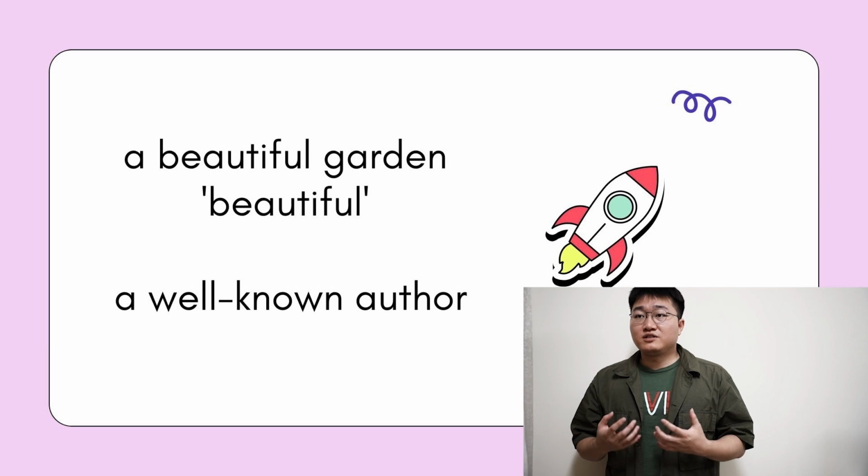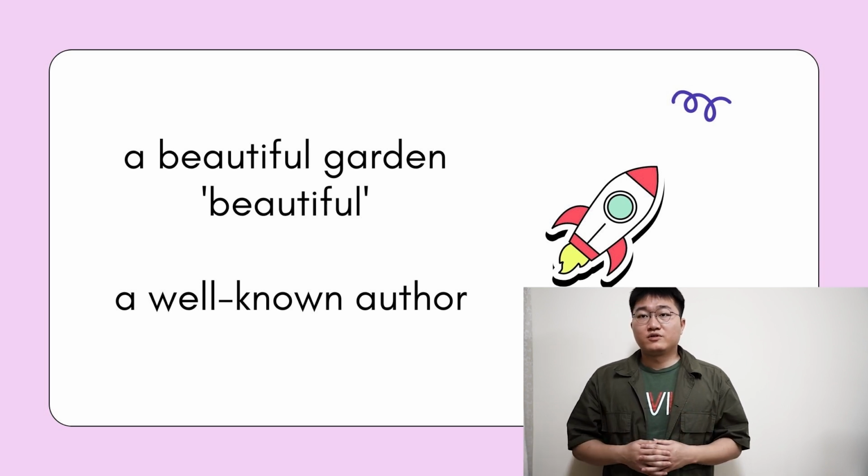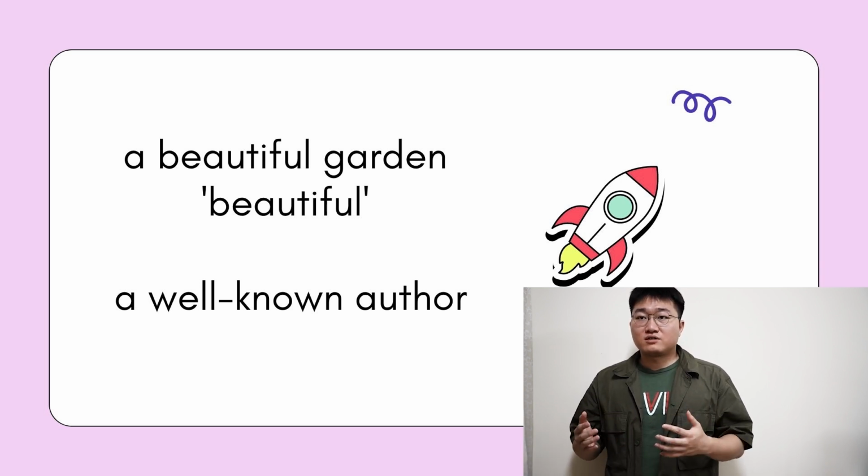And adjectives can be used in several ways. Firstly, an adjective can describe the characteristics of nouns. Adjectives usually come before the noun they describe. For instance, a beautiful garden, where beautiful describes the garden. And when adjectives modify compound nouns, they still come before the compound noun. For example, a well-known author.